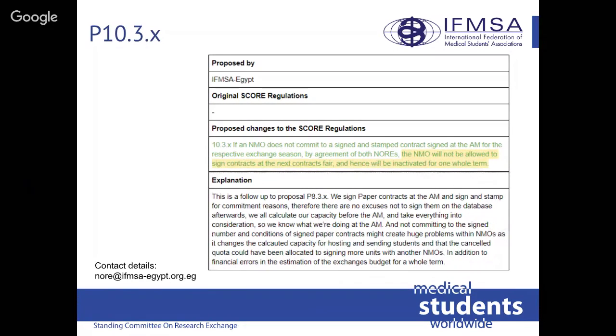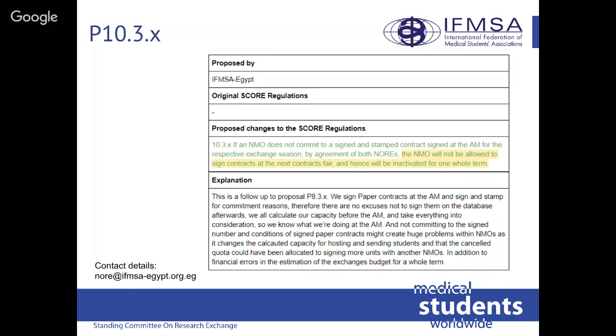And the proposal that goes right after, which is 10.3x, is also by IFMSA Egypt, and it follows up on the proposal that was just mentioned. And this specifies the penalty that an NMO might get if they do not commit to the signed and stamped contracts. So the proposal is as following.